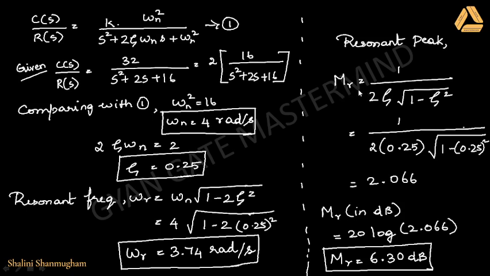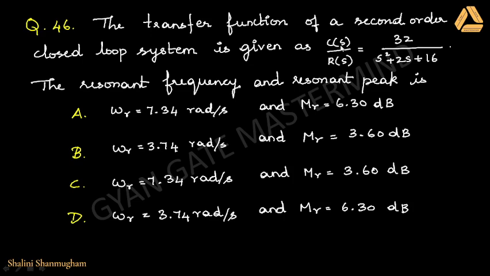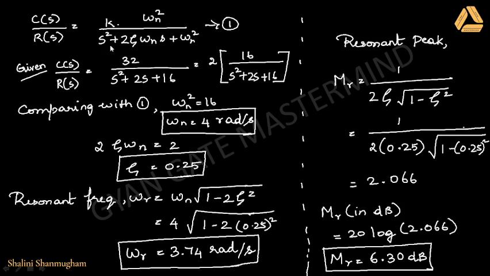So the resonant peak formula is given by Mr equal to 1 by 2 psi into root of 1 minus psi square. So for both of these problems, we need the values for psi as well as omega n, which is the natural frequency. They have given the closed loop transfer function, which is 32 by s square plus 2s plus 60, which is of the form K into omega n square divided by s square plus 2 psi omega n s plus omega n square, where K is some gain greater than 0.